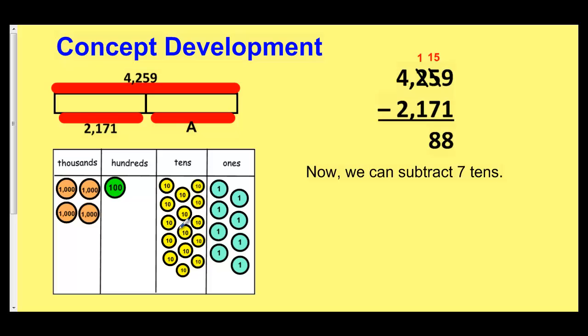Now I can take away 7 tens. 1, 2, 3, 4, 5, 6, 7. I'm left with 1, 2, 3, 4, 5, 6, 7, 8.